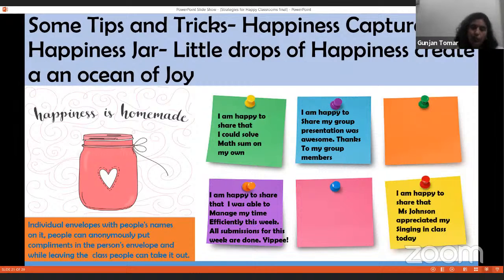This is what one student had to say: I'm happy to share that I could solve the math sum on my own. And this child was constantly struggling with the sum, and constantly needing his peers' or facilitator's help with the math sum. But the day he was able to do it, he was so happy. So that is something to celebrate. He can put it on the board.